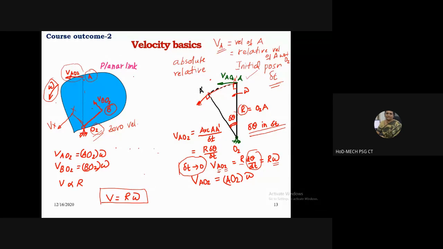Had this been rotating clockwise, suppose the link rotates clockwise, then the velocity of X would be pointing towards this direction. For counterclockwise direction of omega, this is the direction of velocity of X. So now we know how to find the linear velocity of a point on a rotating link with respect to the center of rotation. Here the center of rotation is a fixed center of rotation.